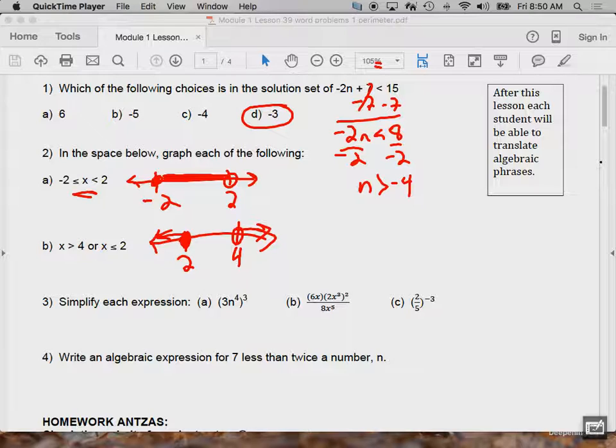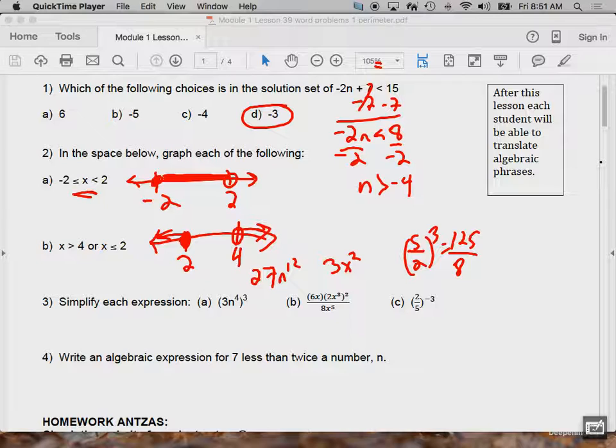Next, simplify each expression, 27n to the 12. I'm going to do this very quickly in my head. That's 4, is that a squared or a cube? All right, so that's 3x squared. And this one I don't know how to do. 5 halves to the third, I'll do it in a minute. 125 over 8.